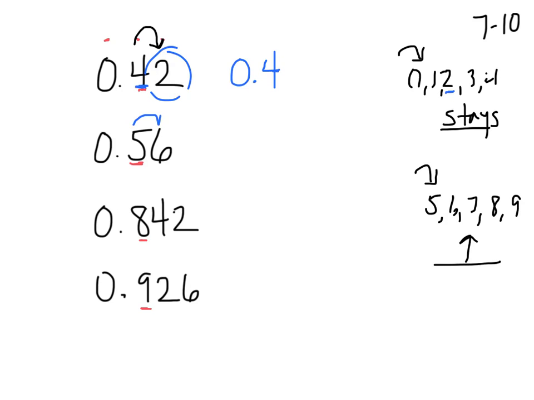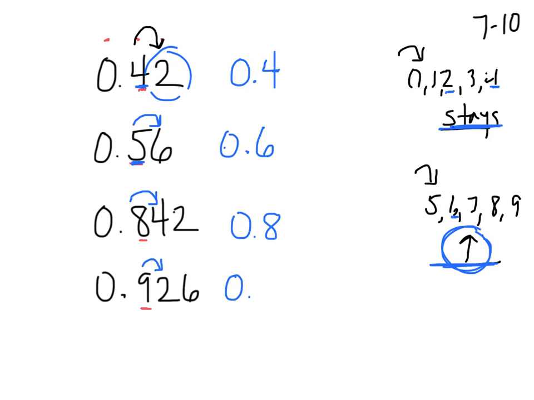Here, if we look to the right, it's pointing to a 6, which means our underlined digit goes up. So now we have 0.6. Here's our underlined digit, and we just said that it goes up, so it goes up to a 6. Here, even though it lists all the way out to the thousandths place, it doesn't matter because we're still only rounding to the tenths place. So we're looking to the right. What's to the right of the 8 is a 4, so our underlined digit stays an 8. And then finally, we're looking to a 2, so our underlined digit stays a 9.